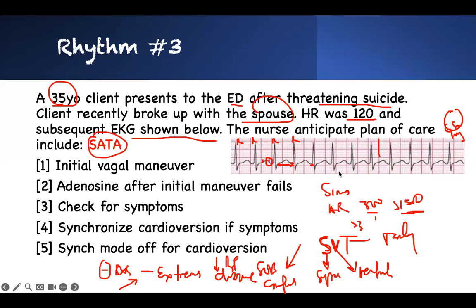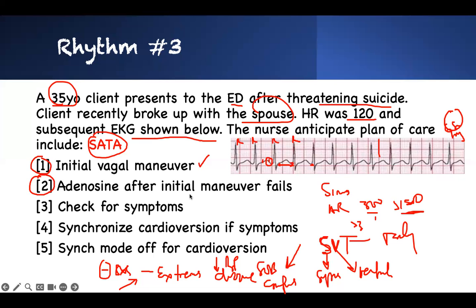So this patient, they never told me the patient has any problem, right? All they told me is the heart rate, and that she's mad at her girlfriend or boyfriend. What you do is vagal maneuver. The initial vagal maneuver is very good because they don't have symptoms. If vagal maneuver doesn't help, like letting them bear down, doing carotid massage, or pouring ice on their face, then you give them adenosine, right?